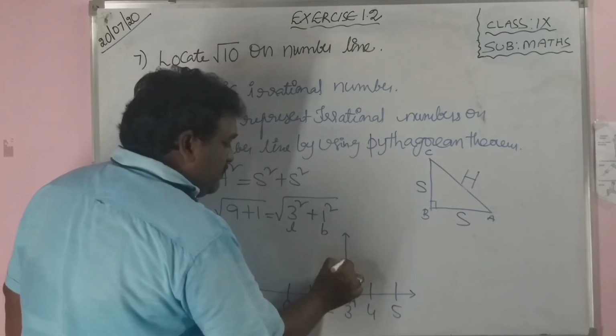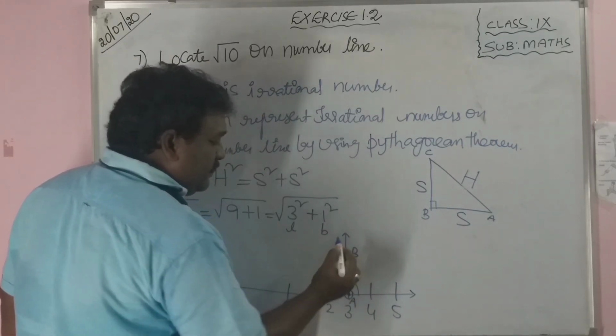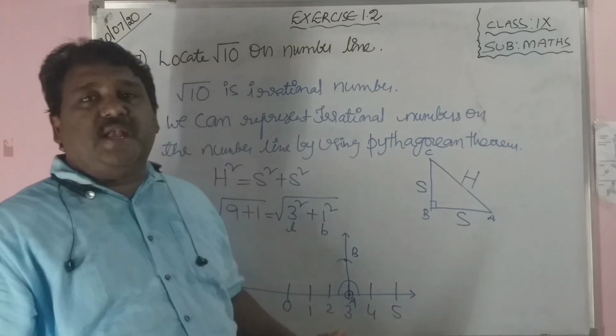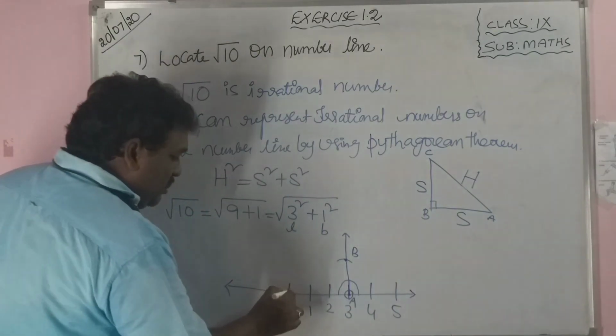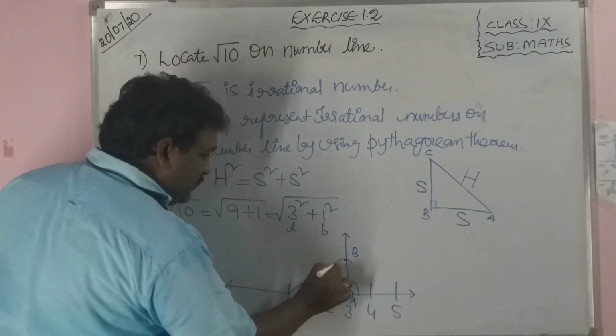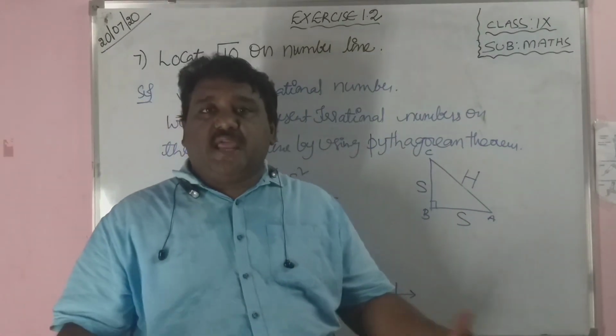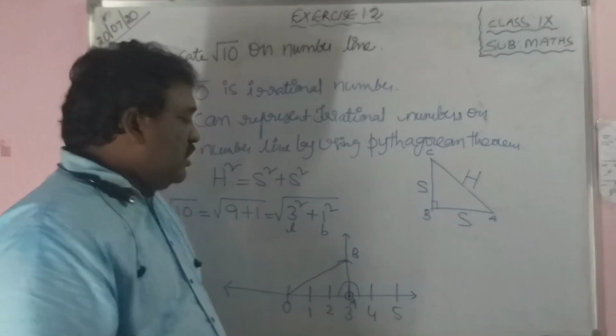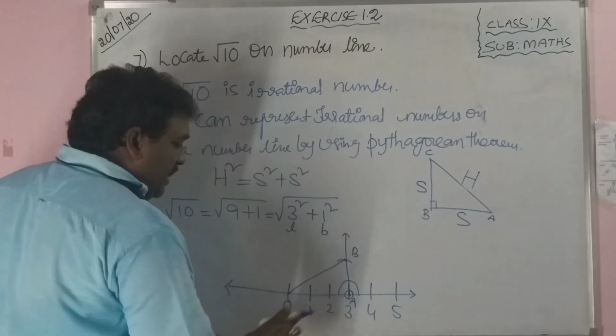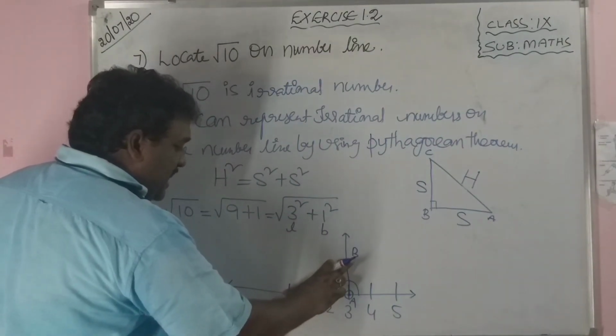Name the point as B. Join O comma B. What do we get? A right angle triangle.